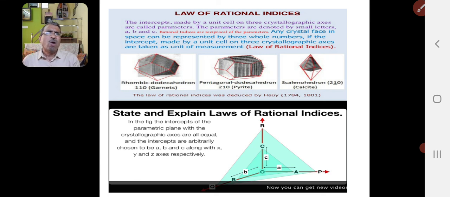So this is the law of rational indices. The distances here, as I have said, OA, OB and OC, are given as A, B and C. These A, B, C lengths remain constant, and these are in simple ratios. So this once again you are going to study in Miller indices, which I will be taking in the next class.